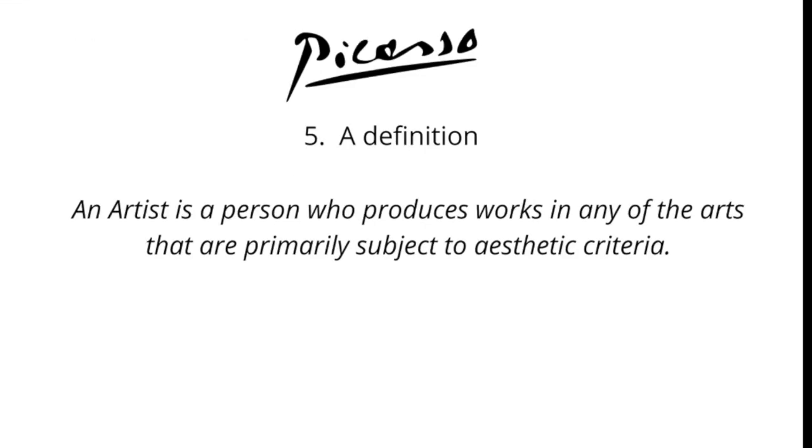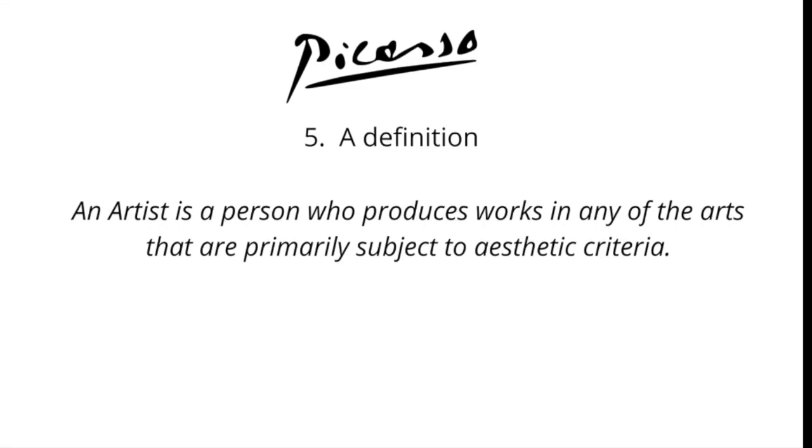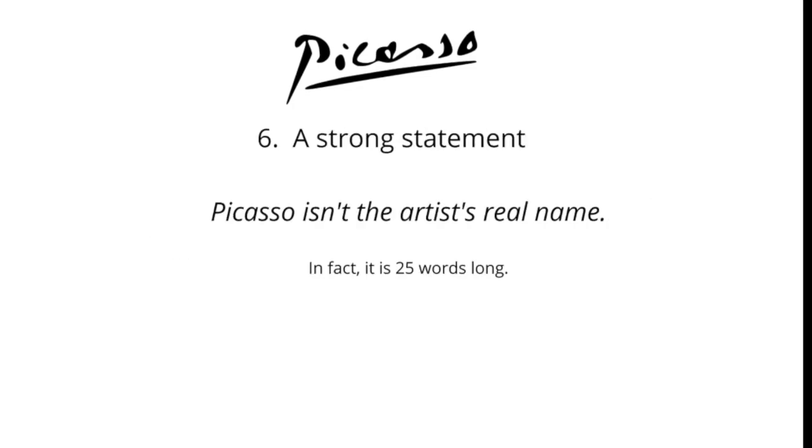We could go with number 5, a definition. An artist is a person who produces works in any of the arts that are primarily subject to aesthetic criteria. So this is a definition of an artist. You may then go on to explain why Picasso was one of the great artists, why he does fit this definition, why he doesn't fit this definition. So many different options here.